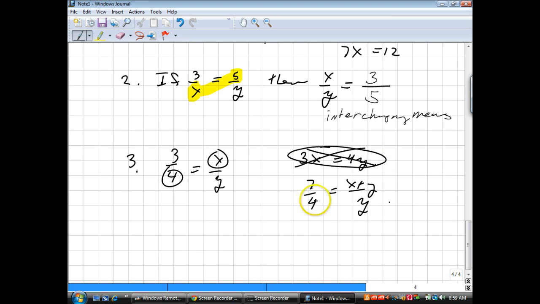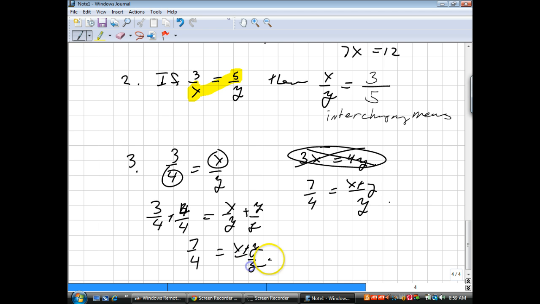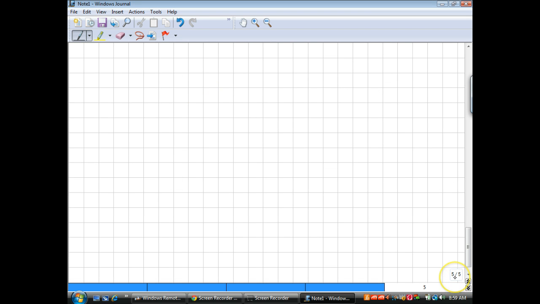Then for this one, if we add 1 to both sides, that gives us 7 over 4 equals x plus y over y. So this one would be the true statement.